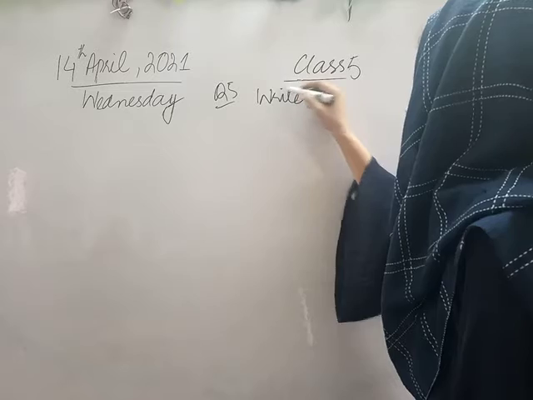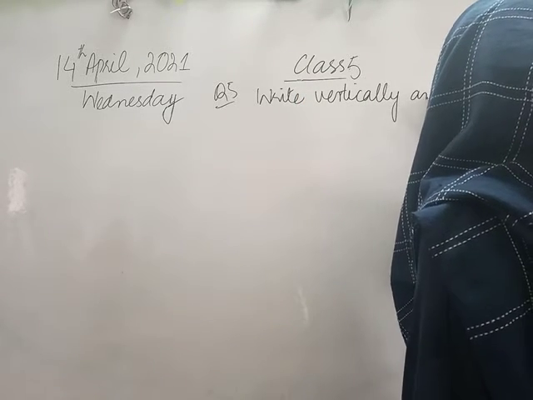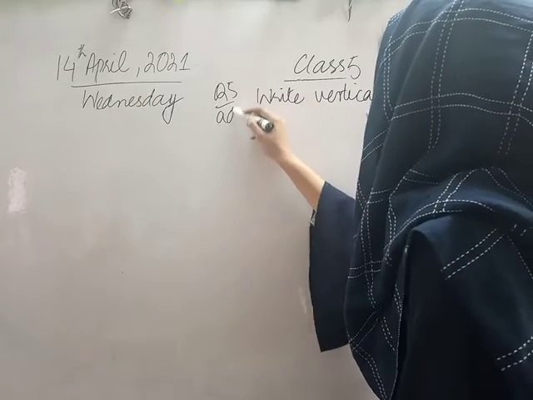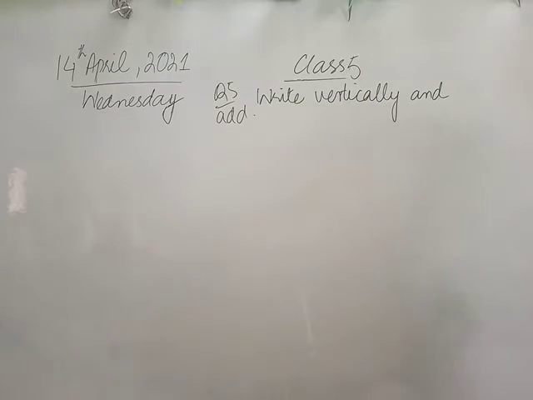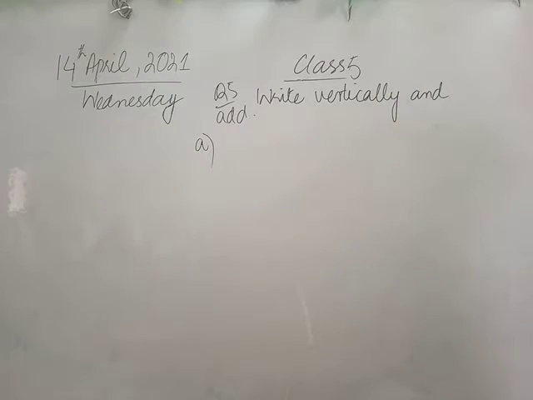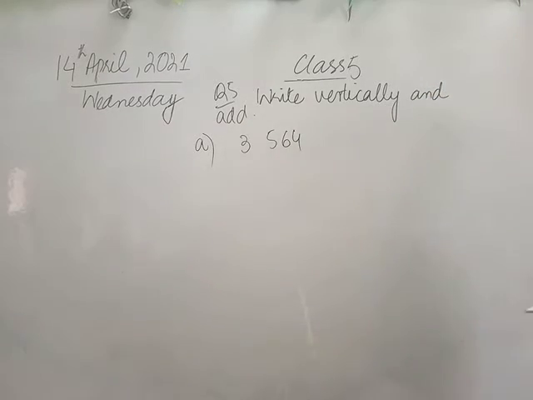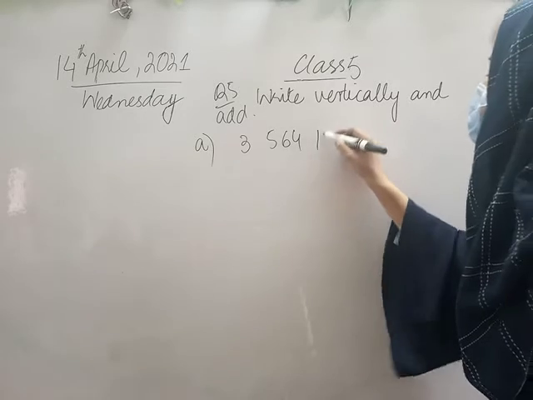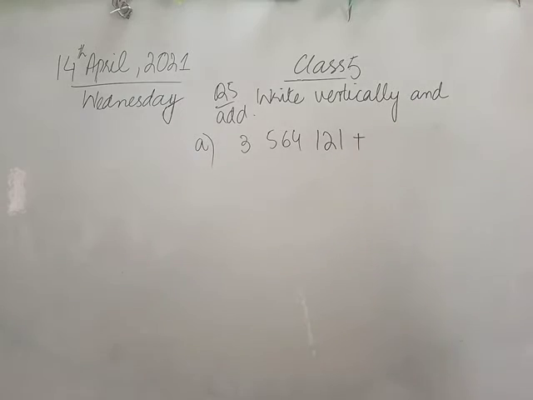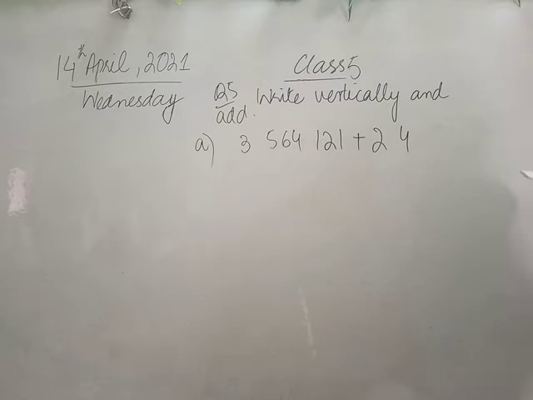Now let's move forward towards question number 5, which is: write vertically and add. Fine. Write vertically and add. First part, 3 564 121 plus 2 473 5.